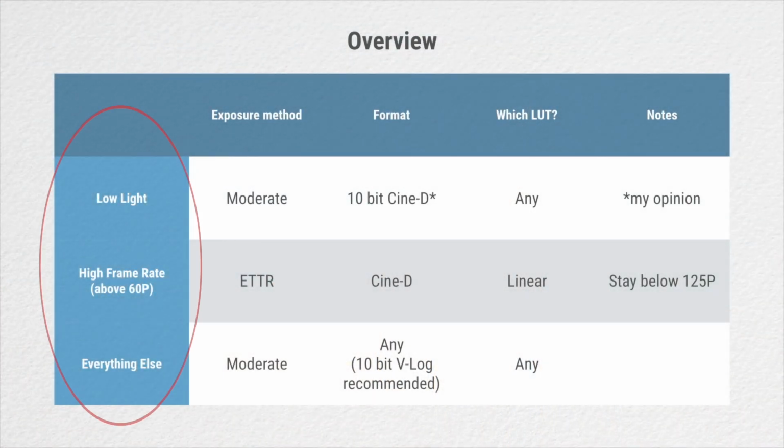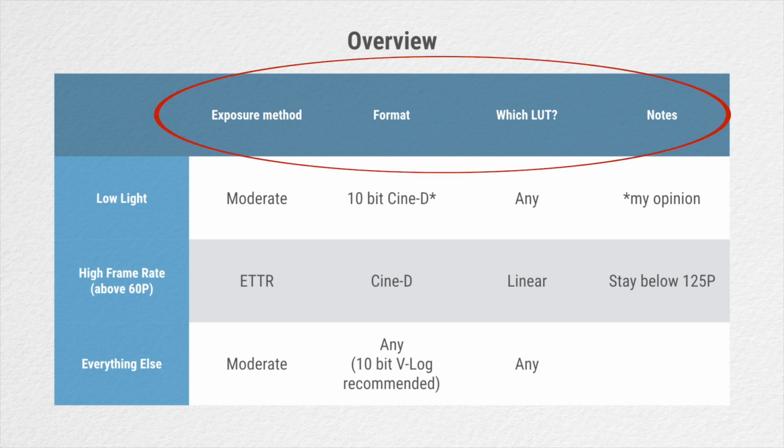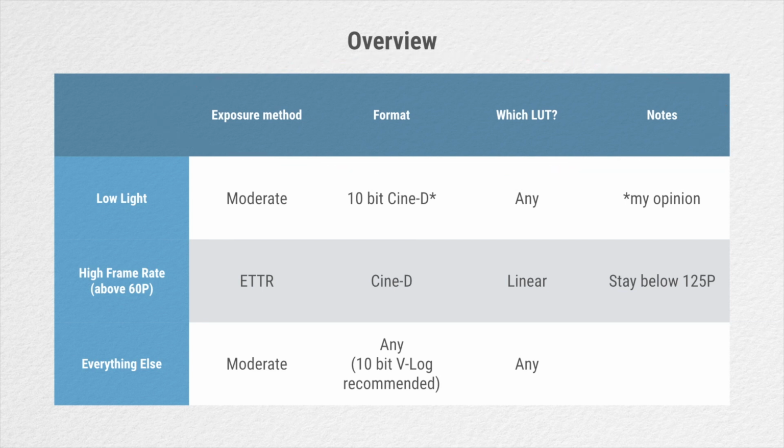Down the left hand side we can see whether you'll be shooting in low light, whether it's a high frame rate, or if it's any other scenario. And if you're shooting in those conditions, that will determine things like your exposure method, even which LUT you'll actually use in post. For example, if we take the low light situation, you'll want to expose moderately, and I'll explain what that means.